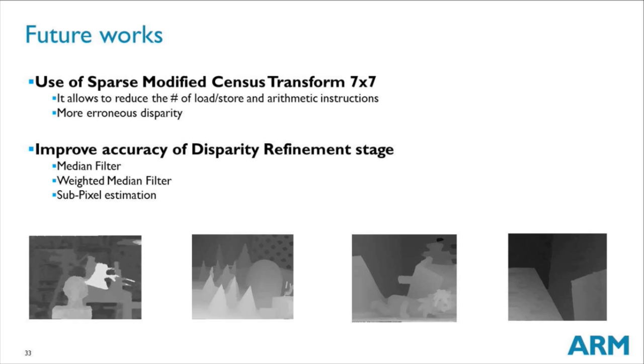Okay, but we have just started to play with stereo vision and we want to improve the performance and the accuracy of our algorithm. The idea is to use the sparse modified Census Transform 7x7 in order to improve the performance, because with the sparse modified Census Transform we are able to reduce the number of load, store and arithmetic instructions. But we need to take into consideration the more erroneous disparities using this Census Transform. In order to overcome this problem, we want to use a median filter and a weighted median filter in order to improve as well the reliability of the disparity maps.